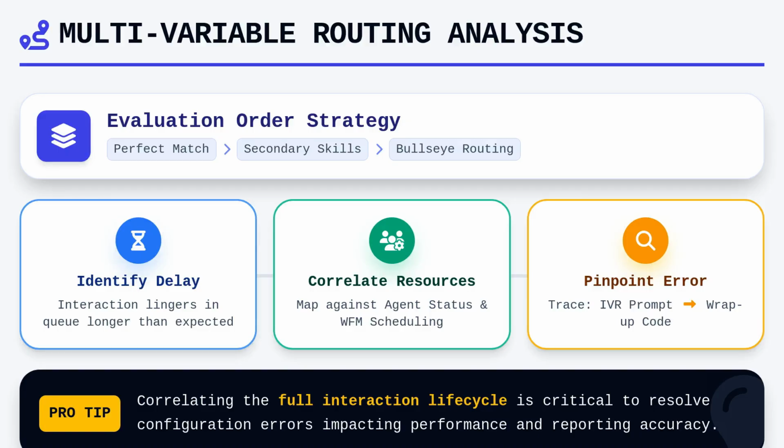In the exam, you will likely encounter situations where an interaction remains in the queue longer than expected. Map these scenarios against the agent availability status and the current scheduling requirements defined in the Workforce Management module. By correlating the interaction's lifecycle from the initial IVR prompt through to the final wrap-up code, you will be able to pinpoint exactly where a configuration error might be hindering performance or reporting accuracy.